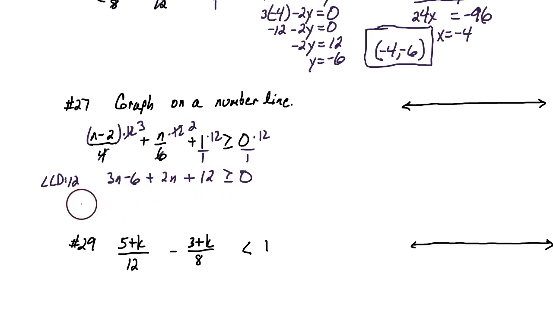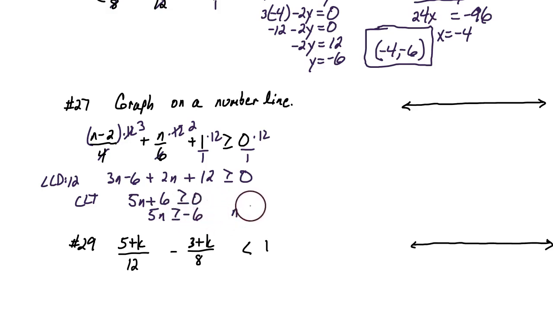Now solve this. Looks like we can combine like terms on the left. 3n plus 2n is 5n. Negative 6 add 12 is positive 6. That's greater than or equal to 0. Now subtract 6 from both sides. So now we have greater than or equal to negative 6.